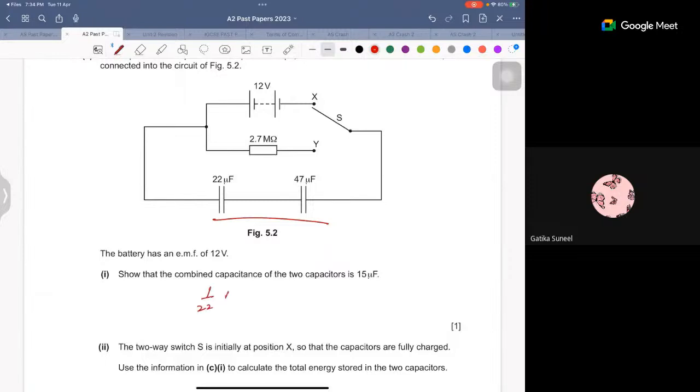1 upon 22 plus 1 upon 47 equals 1 upon C. So what will be the C? I think it should be 15, right? Can't go wrong with this. Yes, sir.